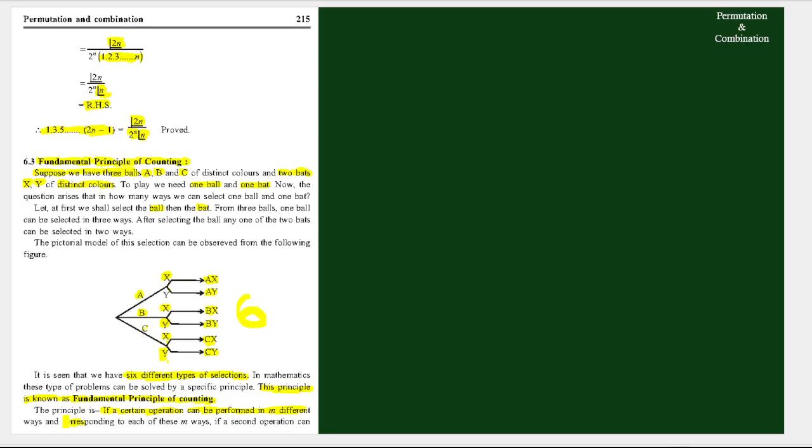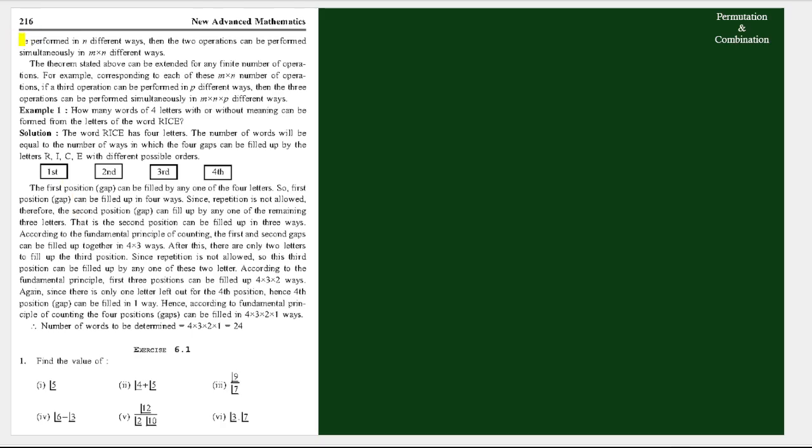And corresponding to each of these m ways, with these 3 ways, how many remain now? The second one is 2, right? So if a second operation can be performed in n different ways, then the two operations can be performed together in m into n ways. You have to multiply both. The first one in m different ways, the second one in n different ways. So multiply them: m into n different ways.